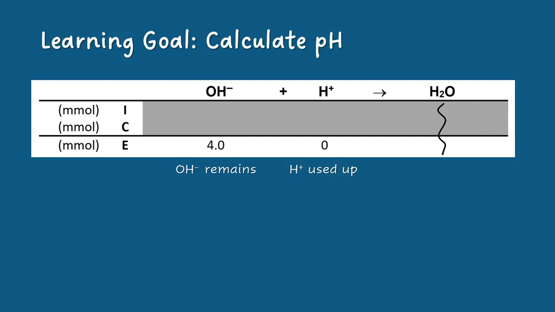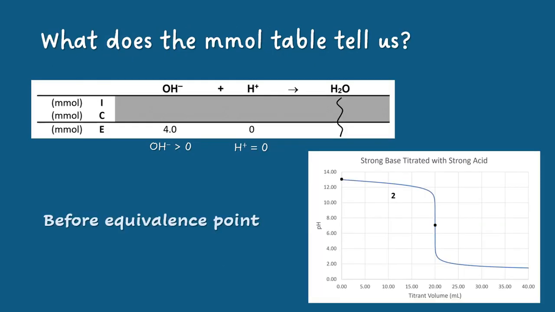In this sample millimole table, we are only looking at the E row. Here, we see that the OH- is greater than 0, which means there is some remaining. But the H+ goes to 0, which tells us that it is used up. This situation puts the reaction progress in region 2 of the titration curve, which is before the equivalence point.